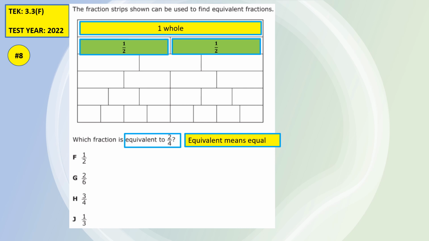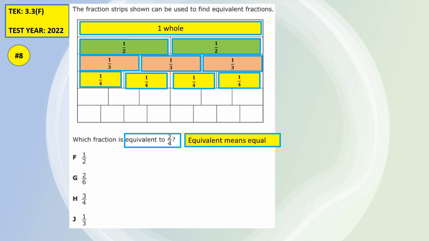Okay, let's look at the third row. And the third row is divided into three sections, which means the third row represents thirds. And you have 1/3, 2/3, 3/3. 3/3 make one whole. Now let's look at the fourth row. The fourth row is divided into four sections. So you have 1/4, 2/4, 3/4, 4/4 that make up one whole.